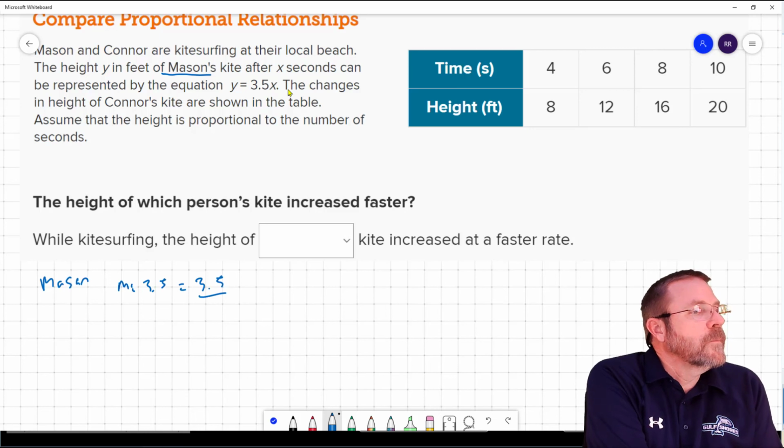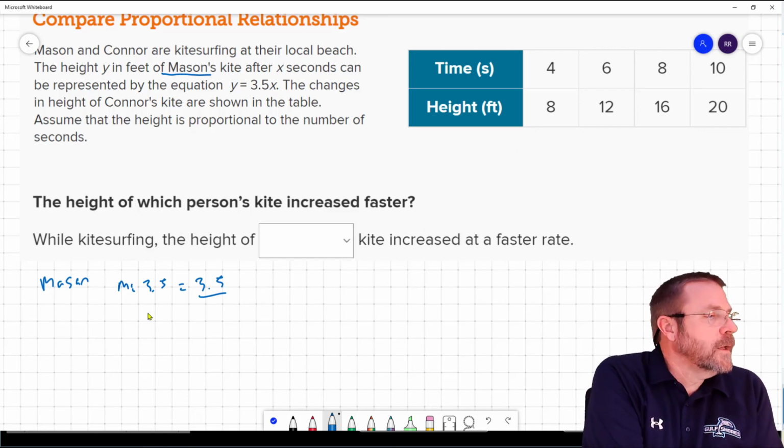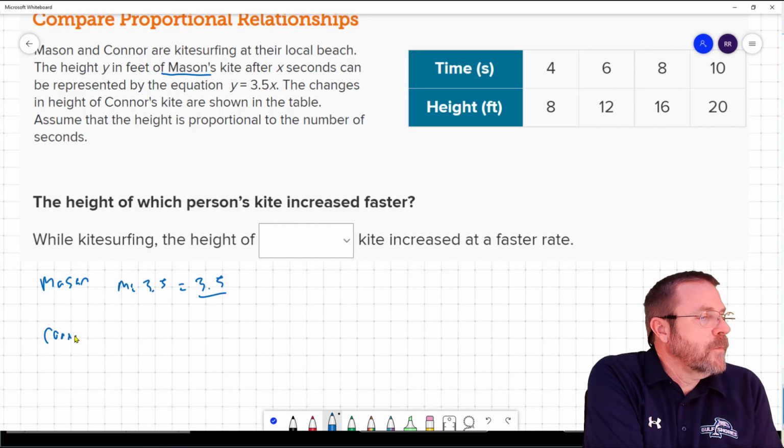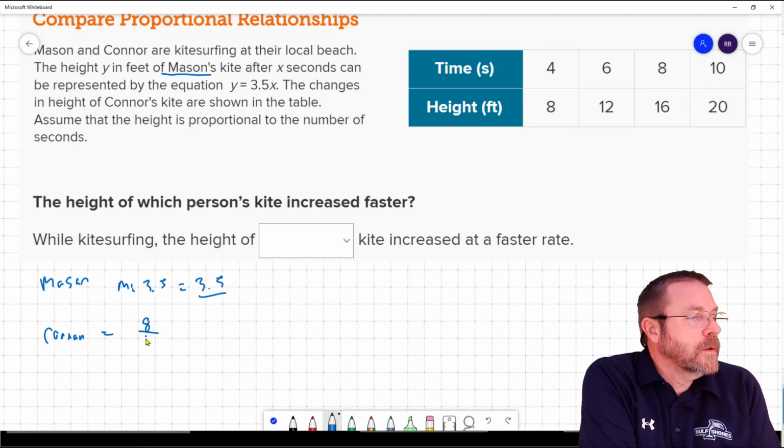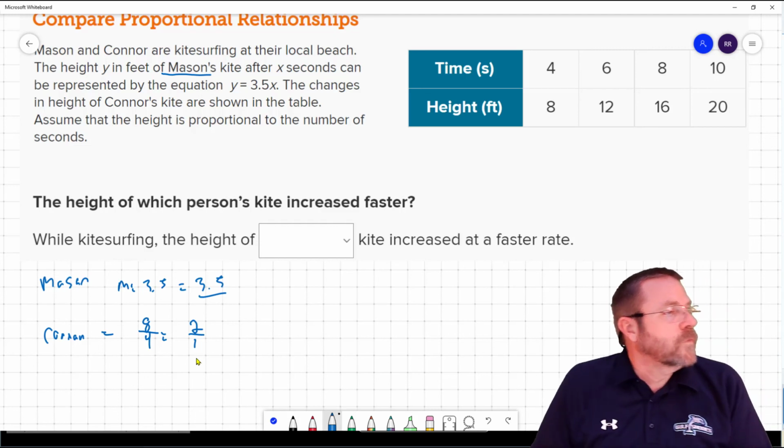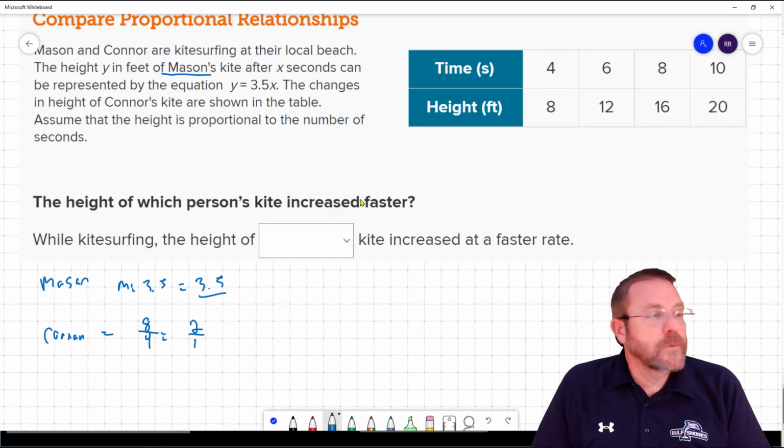Next, the changes in the height of Connor's kite are shown in the table. Assume the height is proportional to the number of seconds. So for Connor's height, I can write that one down as just a ratio of any of the pair of numbers. So I can compare 8 to 4, which is going to end up giving me a 2 to 1 ratio. It wants to know the height of which person's kite increases the fastest.